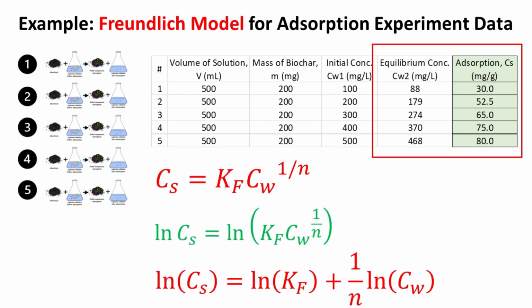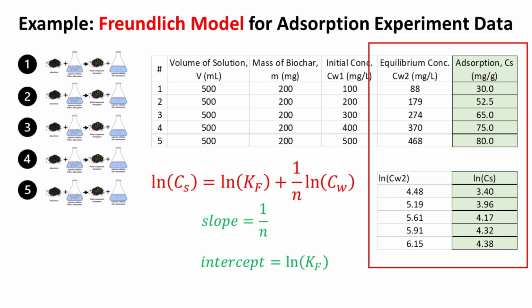In order to use the linear regression technique, we must linearize the equation of the Freundlich model. If we turn this model into log scale, such as using the natural logarithm, we will obtain a linear relationship between the natural log of Cs and the natural log of Cw. Hence, instead of plotting Cs and Cw, we will plot these raw data on their natural log values. In this linear equation, the slope is the inverse of N, and the intercept is the natural log of Kf.